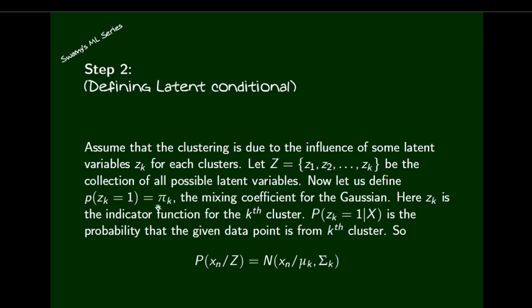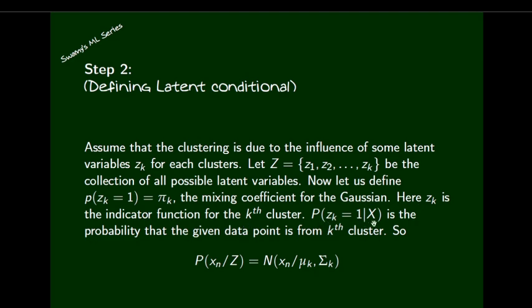Now we are going to define this pi k as the mixing coefficient. I told you W is a weight parameter or mixing coefficient. My aim is to prove that it is a probability distribution. Pi k is the probability that zk is 1, that means the probability that the given data point belongs to the kth cluster. Now we give a meaningful definition to the weight parameter W. It is called the mixing coefficient for the Gaussian. Here zk is the indicator function for the kth cluster. z3 is the indicator function for the third cluster, like that.